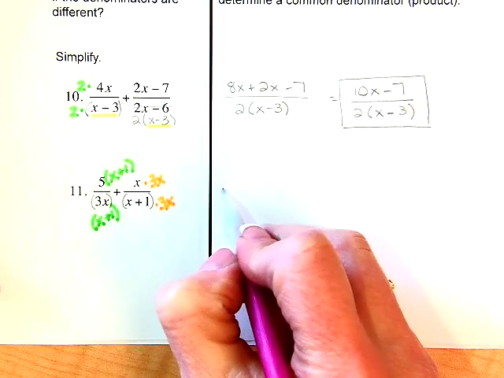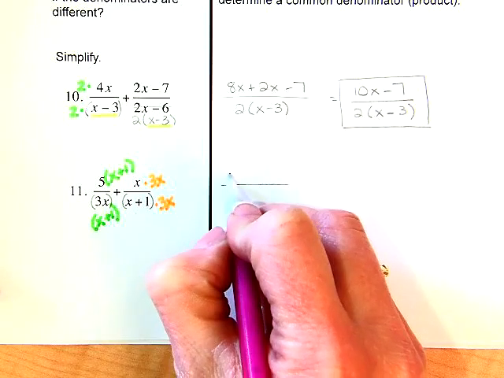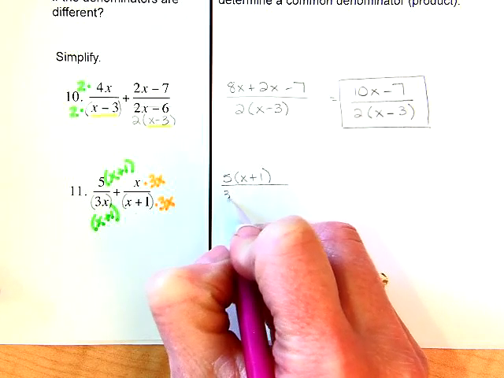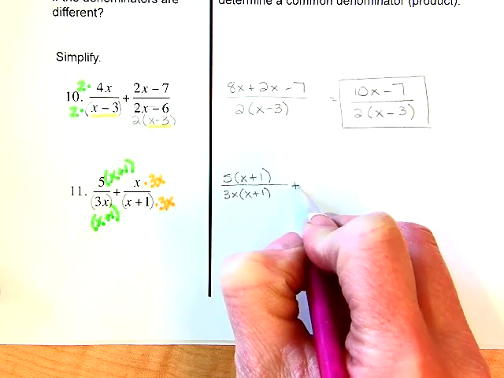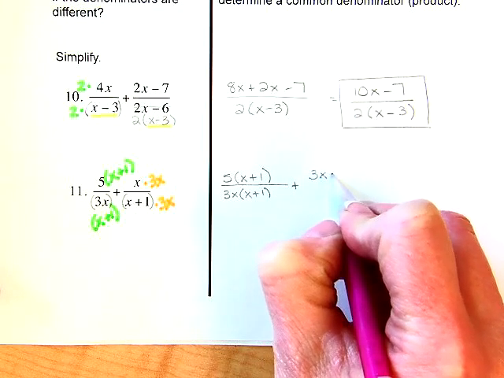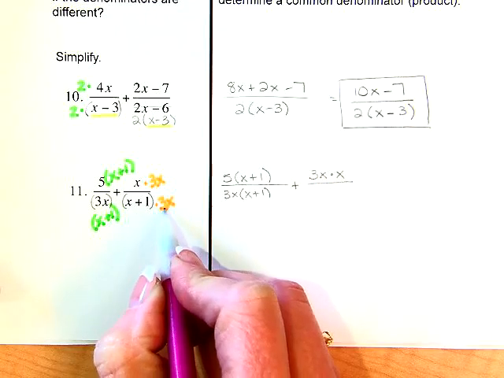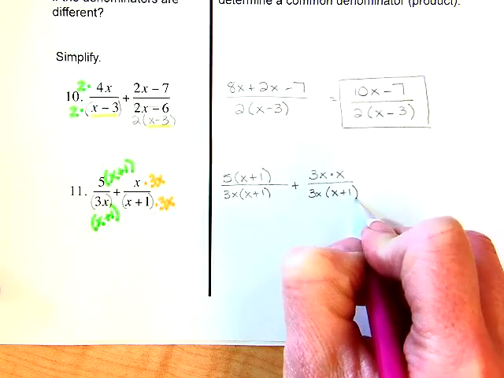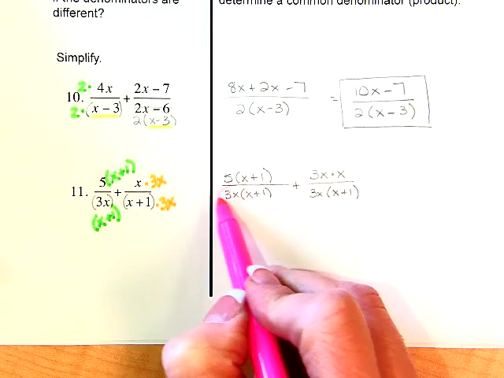So here's what it looks like, and I'm going to show this step. I don't always show this step. But we have this one fraction here, which is 5 times the quantity x plus 1 over 3x times the x plus 1 plus the 3x times the x. I just switched the order to put this 3 in front because that's more like what we see. And then over 3x times x plus 1. Okay, so notice that the denominators are now the same.